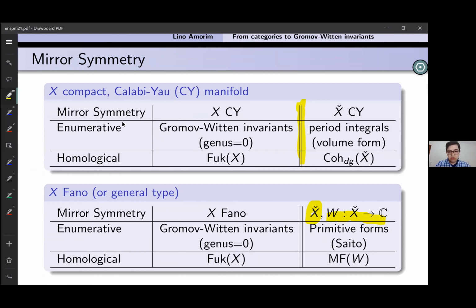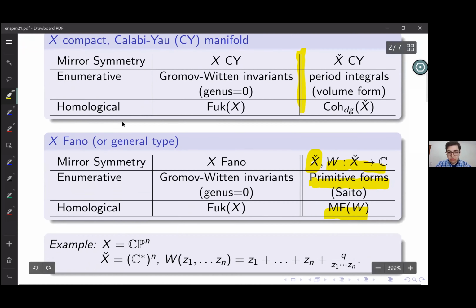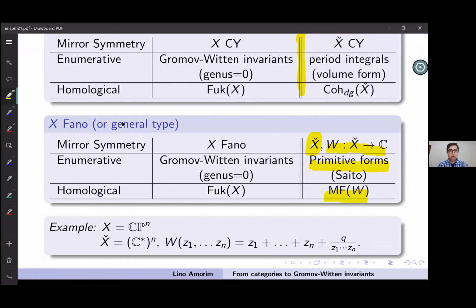And then to get mirror symmetry, in the non-Calabi-Yau case, mirror symmetry is less symmetric. So you have to change one of the sides. So instead of just looking at these period integrals, there's this theory of primitive forms, which studies the unfolding of the singularities of the function W. And then you have to replace coherent sheaves on X check by matrix factorizations of W. Okay, so this is a generalization of the category of coherent sheaves that keeps track of the singularities of this function W.